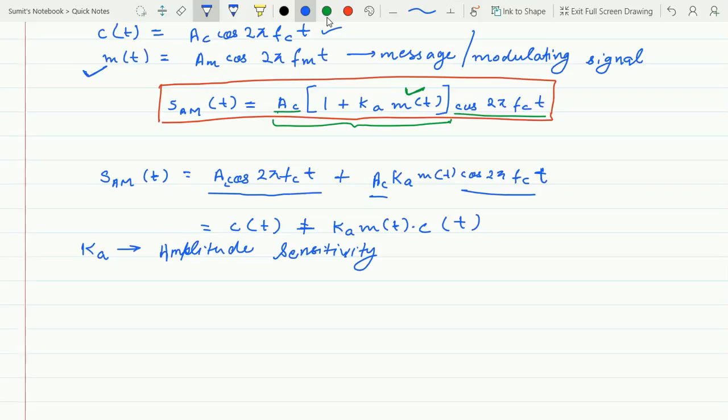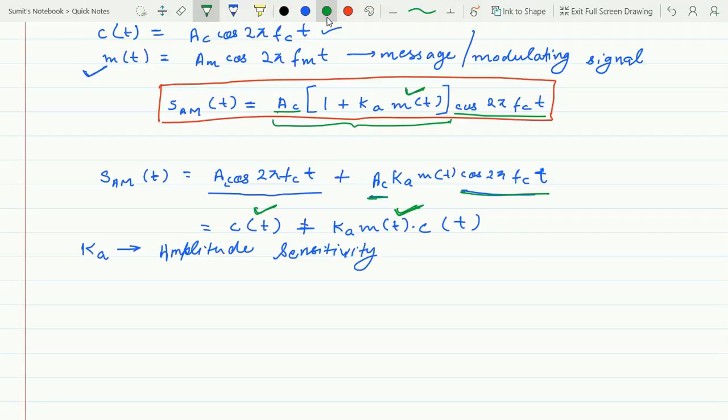Now if you see what your AM has, it has two components. First it has the carrier signal itself, and then this is your modulated signal part. Because if you remember, I told you when you multiply something with a cos function, that is how you do the modulation. If you multiply with cos 2 pi fc t, the entire spectrum will shift to fc instead of 0. So now this complete part ka m(t) into c(t) is your modulated signal. So AM has your original carrier plus the modulated signal. That is how your AM looks.